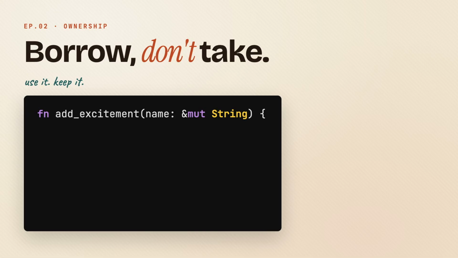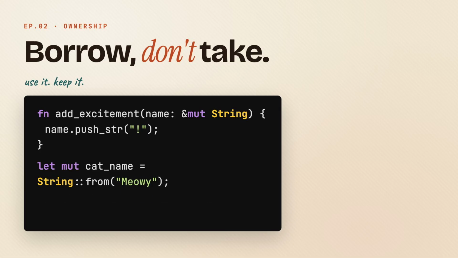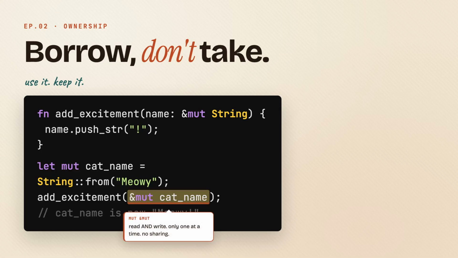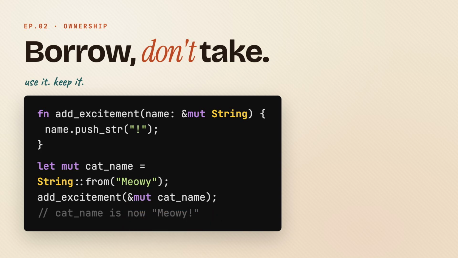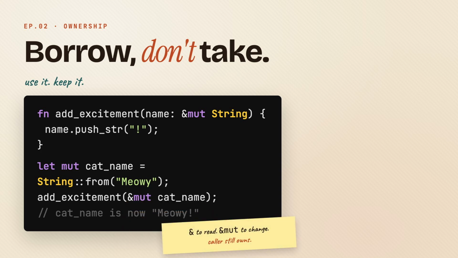But what if you need to change the data through the reference? Well, in that case, you can use a mutable reference by using the ampersand and mut keyword. For mutable references, you can read and write, but only one at a time. Two writers could step on each other, or a reader could see half a change, and Rust prevents this entirely. Shared to read and mut to change, the original owner keeps the data.